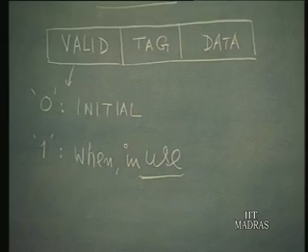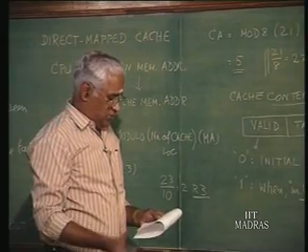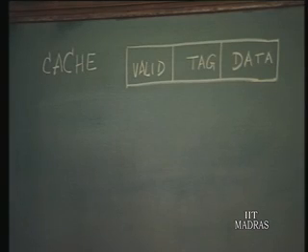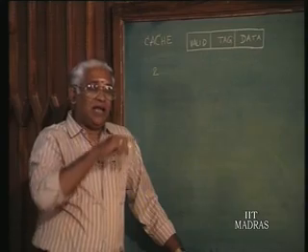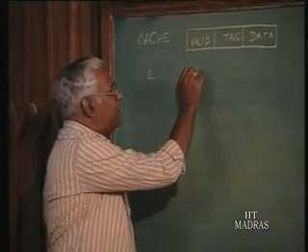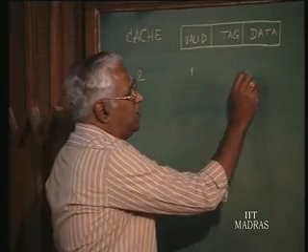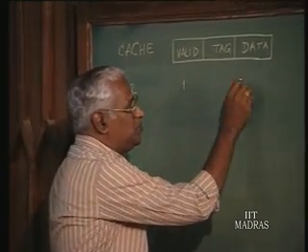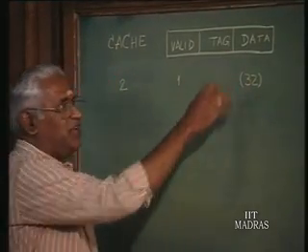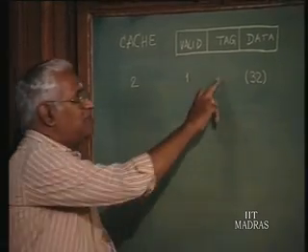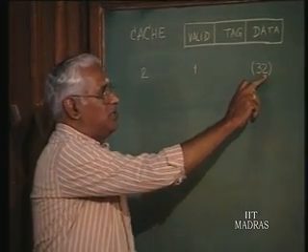Now, why don't we take an example and then work it out. Suppose in cache location, let us say 2, the data from main memory location 32 is already there. Then we would say the valid bit is 1, and the data will be whatever is the contents of memory location 32, that would be there in cache location 2. And what will be the tag? 32 will always get mapped to 2.